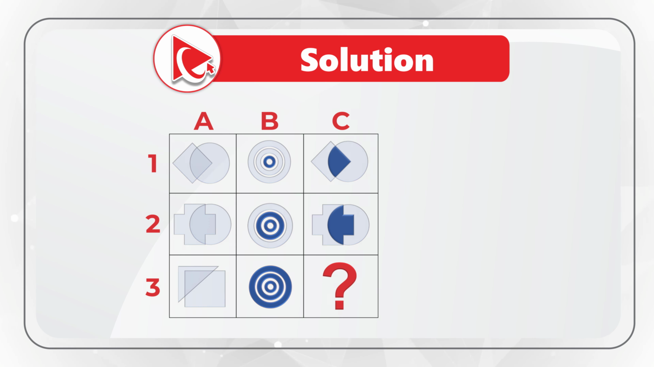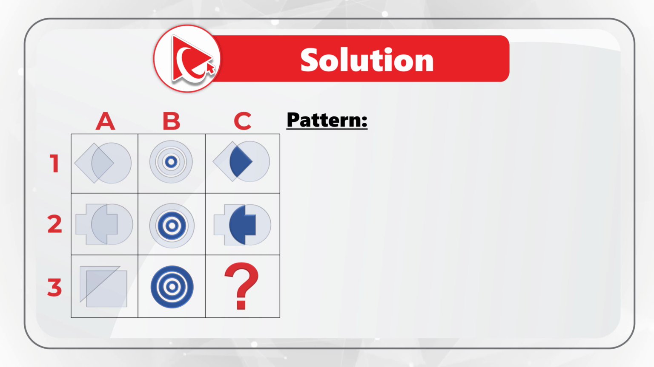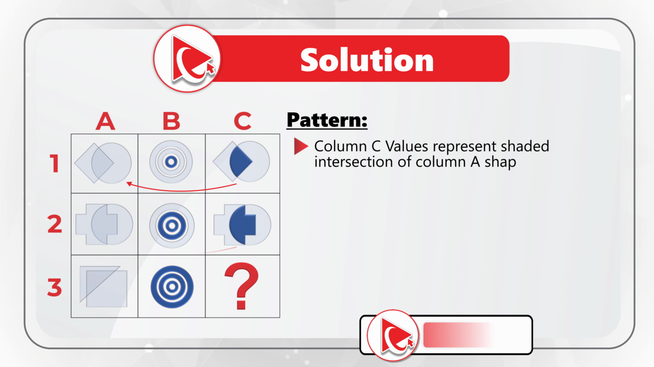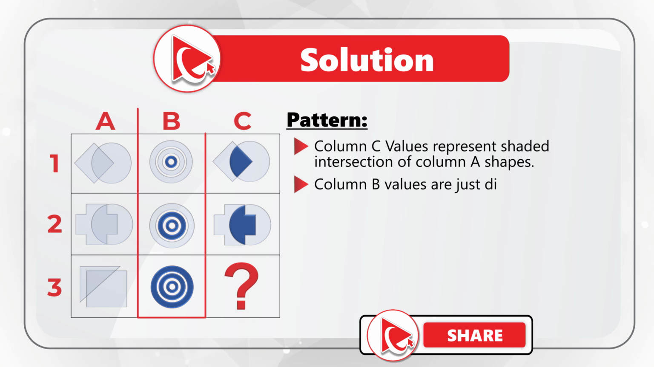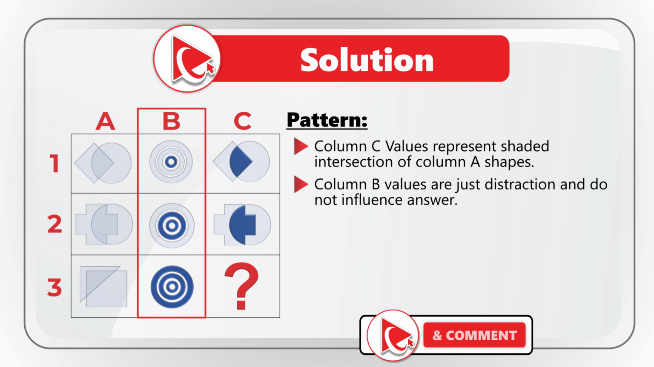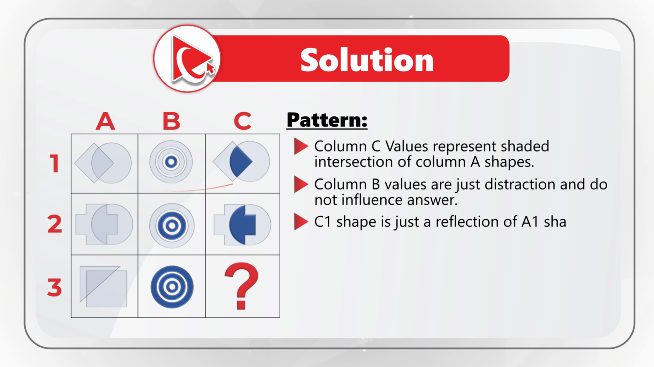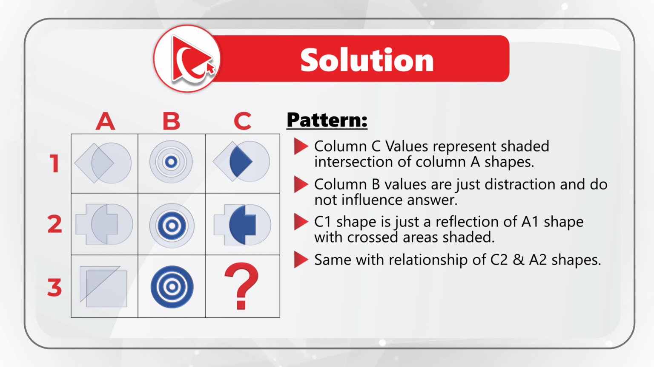And you probably noticed here, but column C values represent the shaded intersection of column A shapes. And considering this, column B values are just a distraction and do not influence the answer in any way. For example, the C1 shape is just a reflection of the A1 shape with the cross-shaded areas. Same with the relationship between the C2 and A2 shapes.